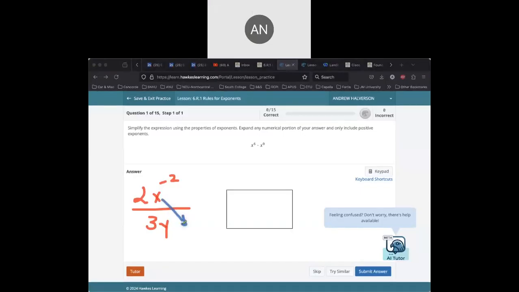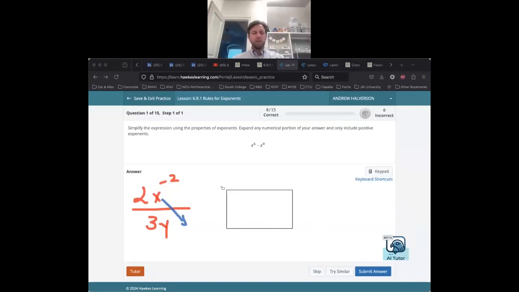So remember, this one shifts down, just the x part. So it becomes 2, and then everything else remains the same, but the x squared shifts across the fraction bar and turns the exponent positive. So we did the power rule too. Okay, so then we've probably done most everything here.